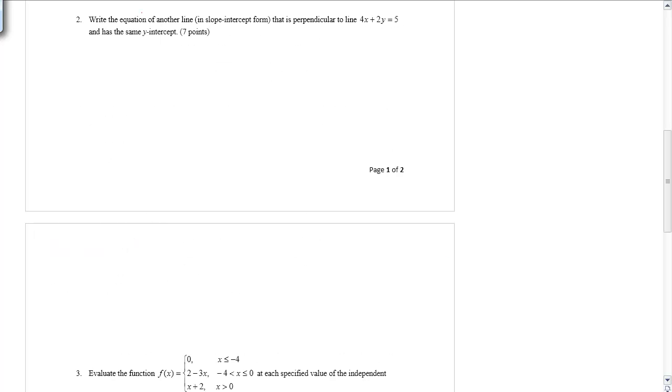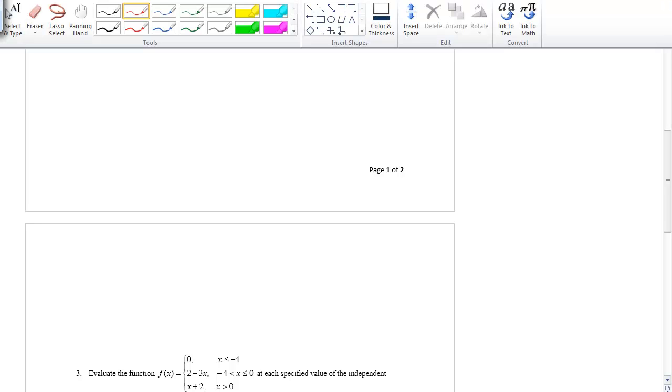In the second problem, we're asked to write the equation of another line in the slope-intercept form that is perpendicular to a given line, 4x plus 2y equals 5, and also has the same y-intercept as this given line. In order to write the line that is perpendicular to this line, we need to first know the slope of this line, and also because we need to find the y-intercept of this given line as well. So the first step will be to write this given line in the slope-intercept form.